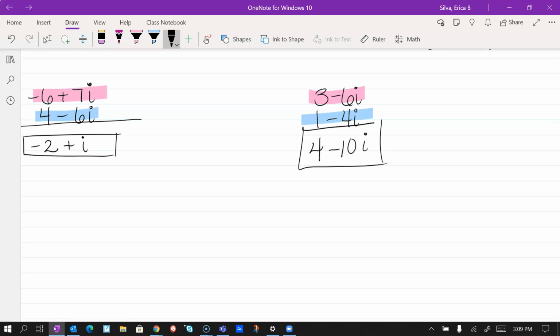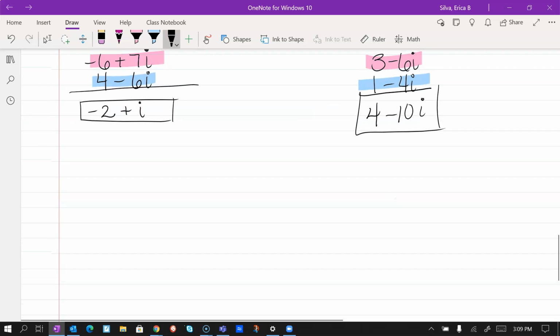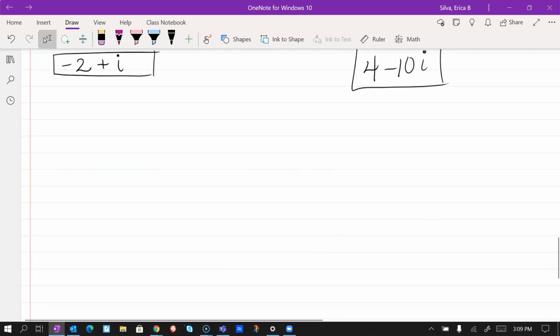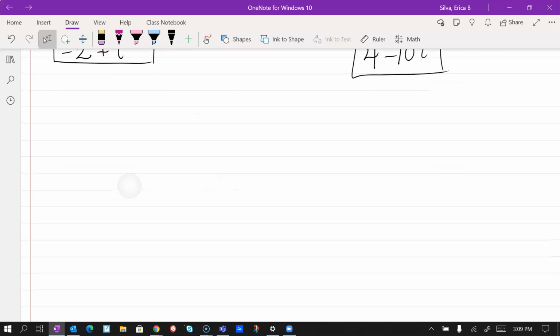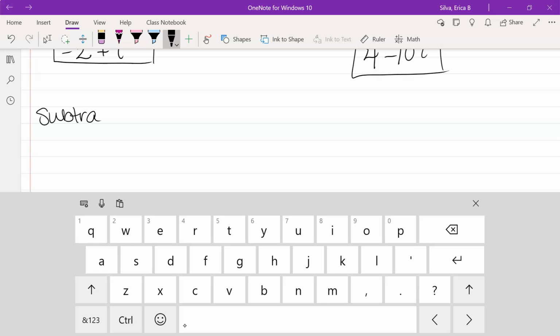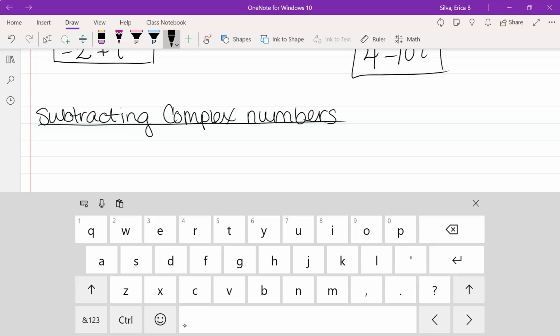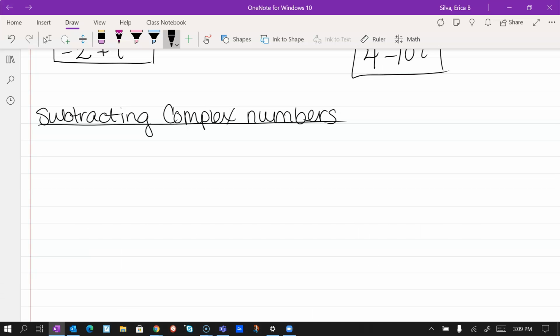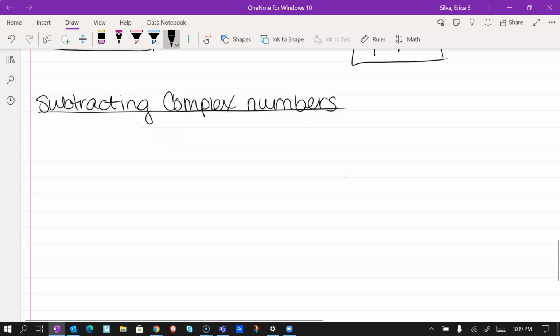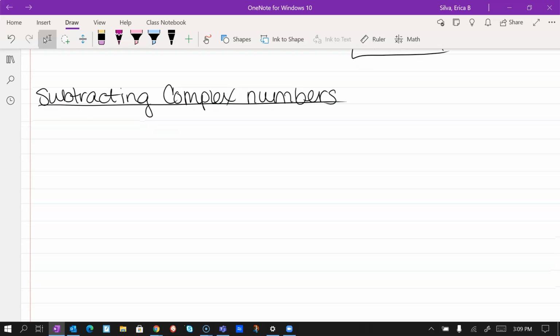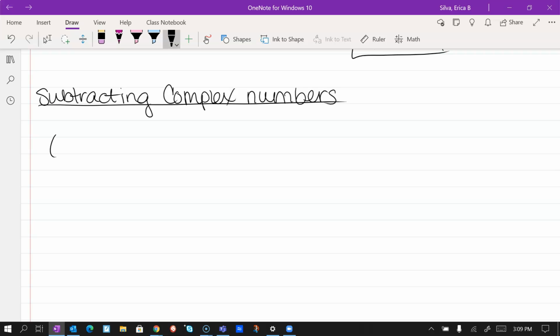All right, now we're going to subtract, and that's the last thing. So we're going to subtract complex numbers. Now when we subtract complex numbers, the first thing we want to do is write the opposite of the second complex number.